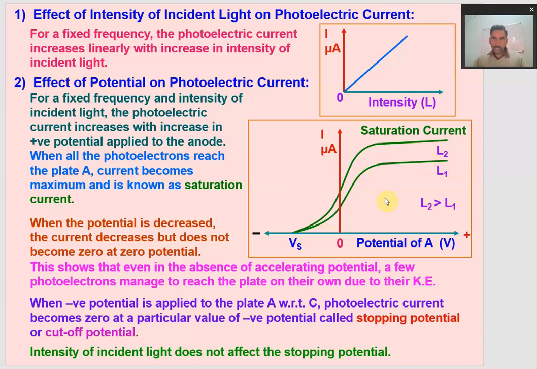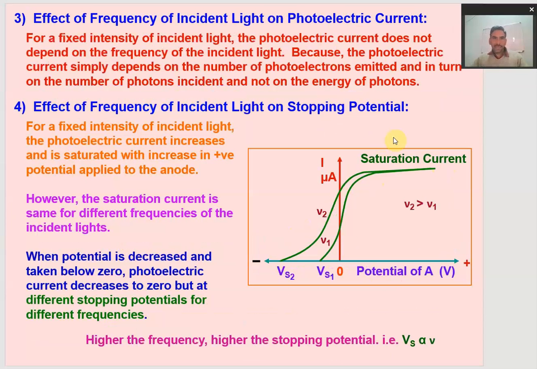As you can see here, we have this graph for different intensities of light, L1 and L2, where L2 is higher than L1. But the stopping potential for both kinds of radiation, of different intensities, is the same. We represent this stopping potential by Vs, or in some books it is written as V naught. So there should be no confusion in that. This is the second observation that has been made in the photoelectric effect. Let us move ahead.